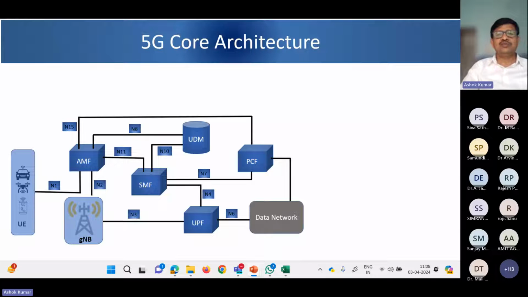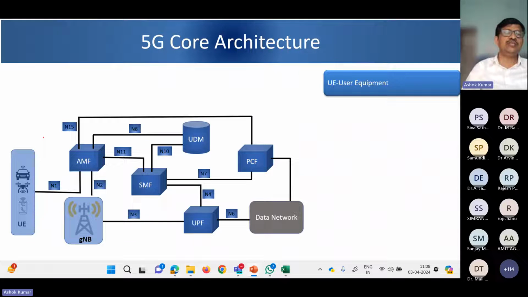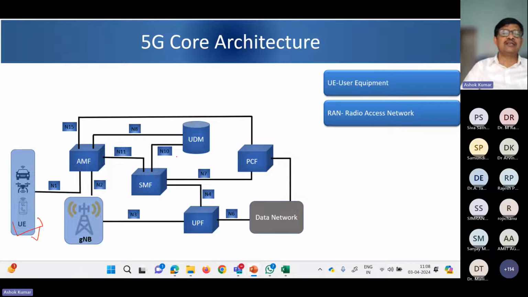Let us first know the names of all the network functions starting from UE. UE stands for user equipment. Then the RAN part. Here we are calling it gNodeB. This is the radio access network. And many times we say NG-RAN, next generation radio access network, and we also call it NR, new radio. So all different names for the same thing. So it's a radio access network.